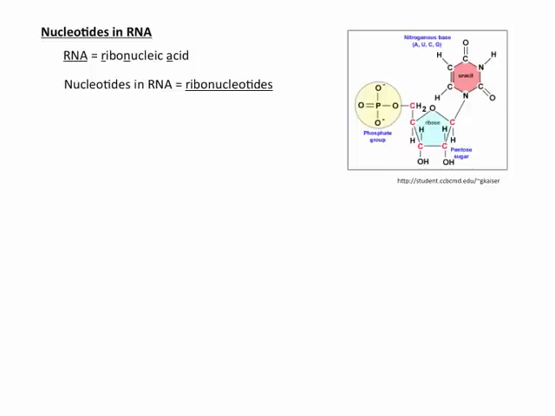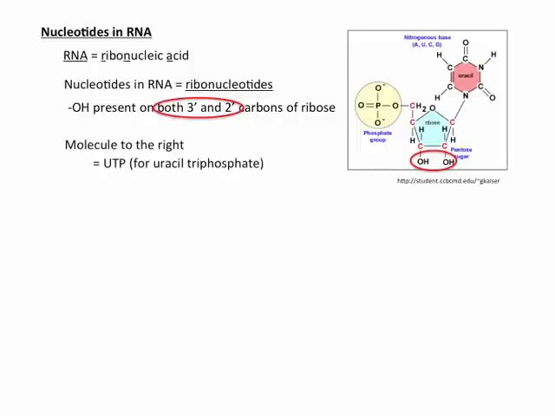Before we leave nucleotides, we'll also introduce the nucleotides in RNA molecules. These nucleotides also have a hydroxyl group on the 3' carbon of ribose, but have an additional hydroxyl on the 2' carbon. Thus, they're not lacking any oxygens and are just ribonucleotides. So the molecule shown here is UTP for uracil triphosphate.